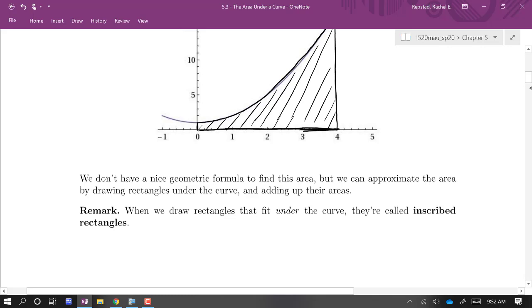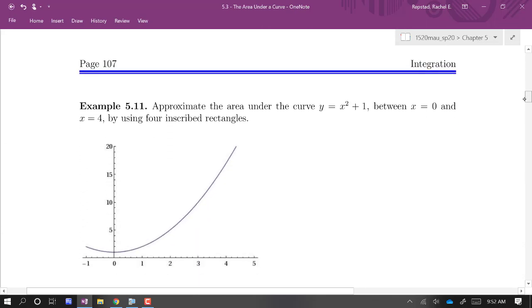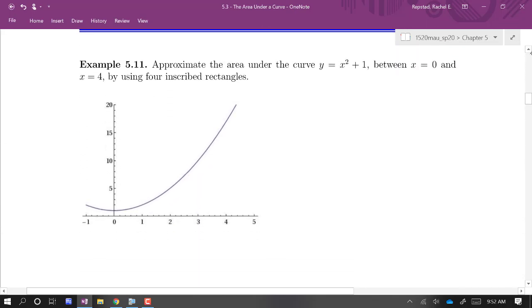When we fit rectangles underneath the curve, we call them inscribed rectangles. If we use rectangles that fit over a curve, we call them circumscribed rectangles. We're going to focus mostly on the inscribed rectangles, although we will do some of the other ones as well.